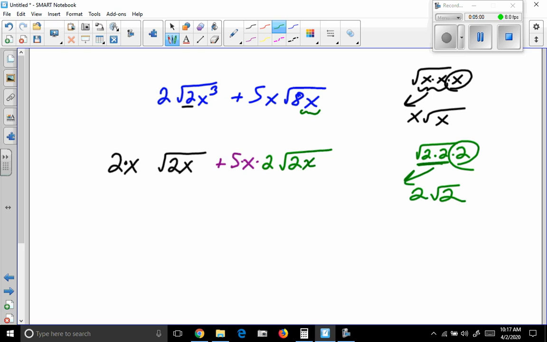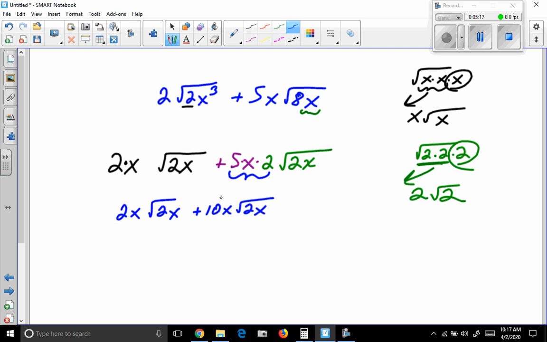So it's left there. So let's see if we can put these together now. We have a 2x in front of the square root of 2x. 5 times x times 2 is 10x. And that's also a square root of 2x.